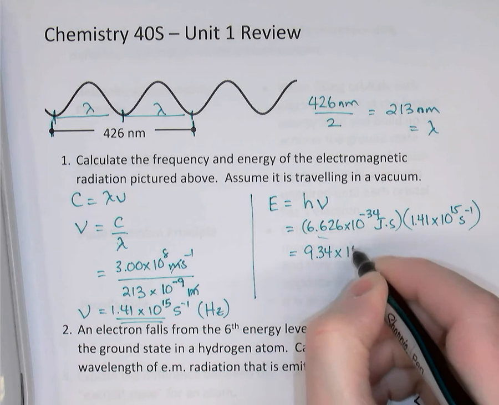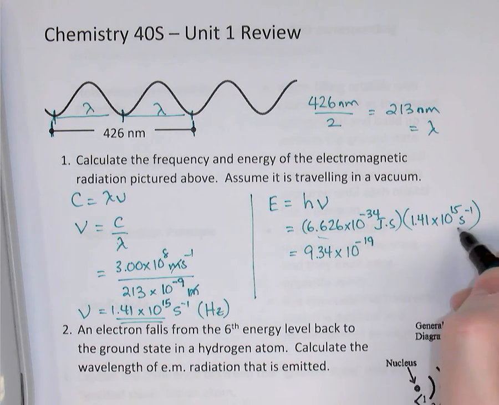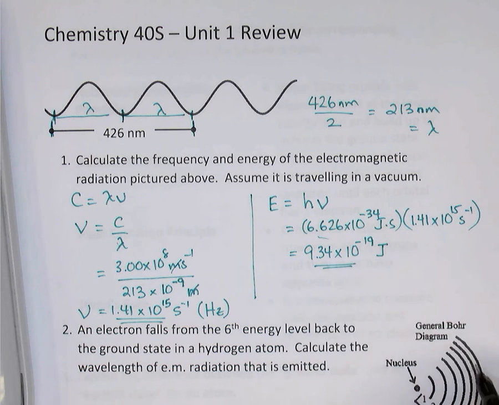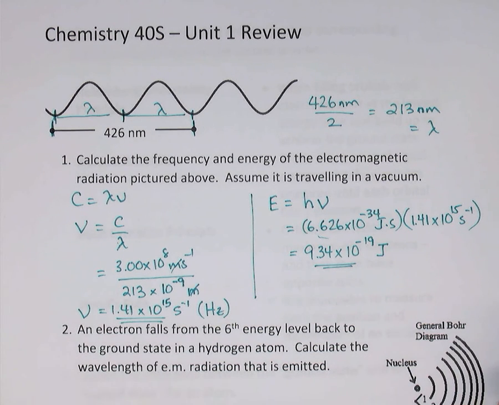9.34 times 10 to the power of negative 19. The seconds and the per seconds cancel, and we're left with joules, which is the unit for energy. Alright, now you could also say joules per quantum, or joules per photon if it were visible light.